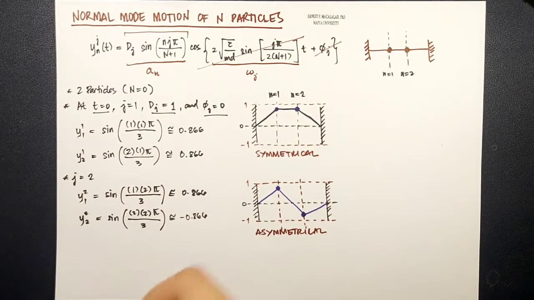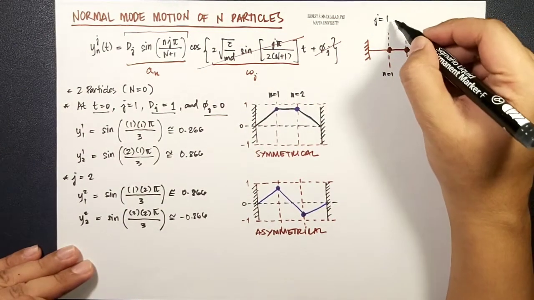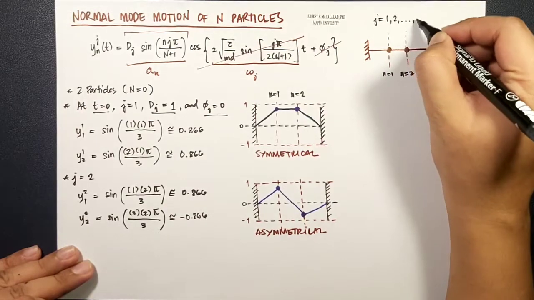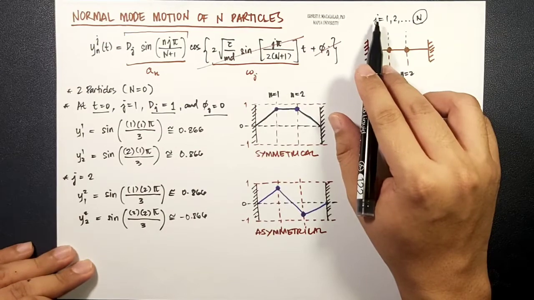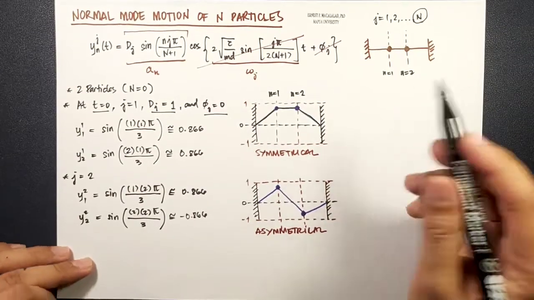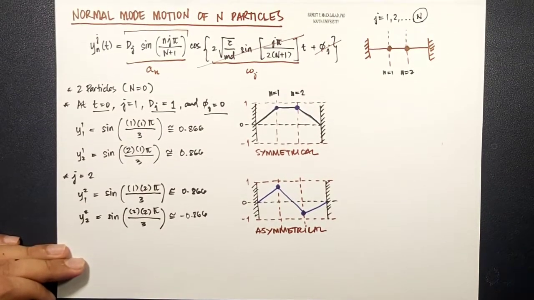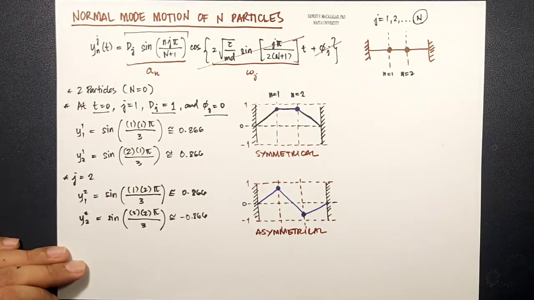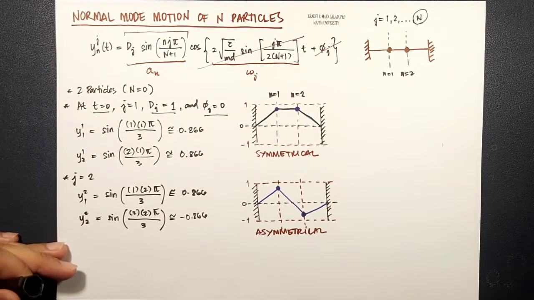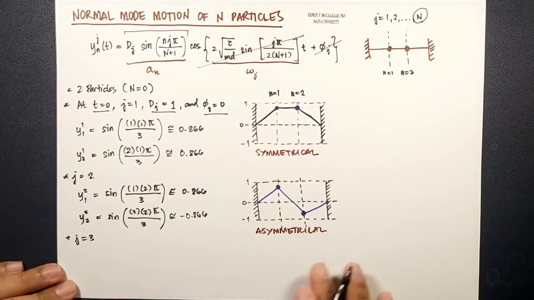Now, as I mentioned before, J only has values equal to 1, 2, up to N. And why is the limiting value of J the number of particles? Because we already assumed before that the number of modes for a coupled oscillator depends on the degrees of freedom, and usually that is dictated by the number of particles involved in the coupled oscillator.